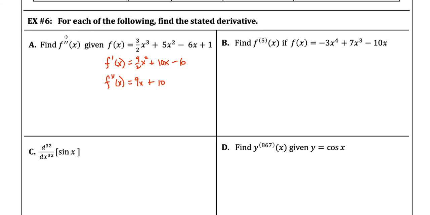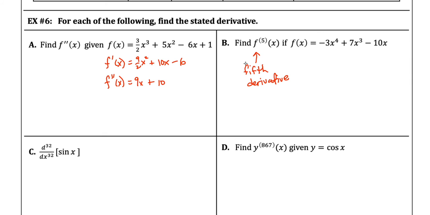They stop using these little apostrophes after 4. So then what they do is they start putting the number in parentheses. So this would represent the fifth derivative, which we're not going to find, but I'll just put that there. That's how you'll see it.